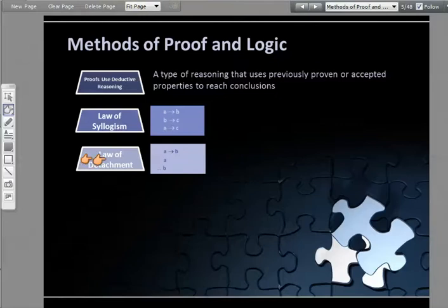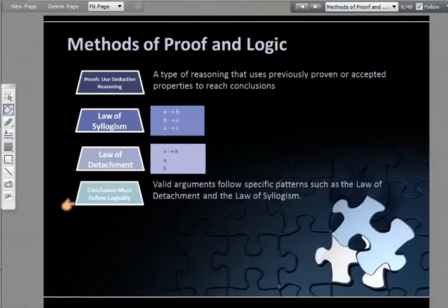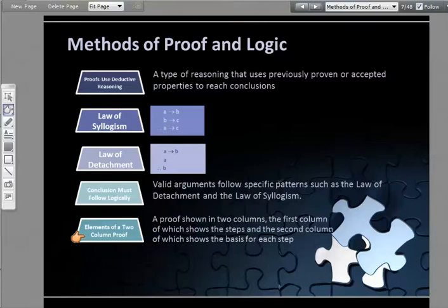You have your law of detachment that says A implies B. If A is true, therefore B is true. A conclusion must follow logically. Valid arguments follow specific patterns such as the law of detachment and the law of syllogism. Elements of a 2-column proof: a proof shown in 2 columns, the first column of which shows the steps and the second column of which shows the reasons for each step.